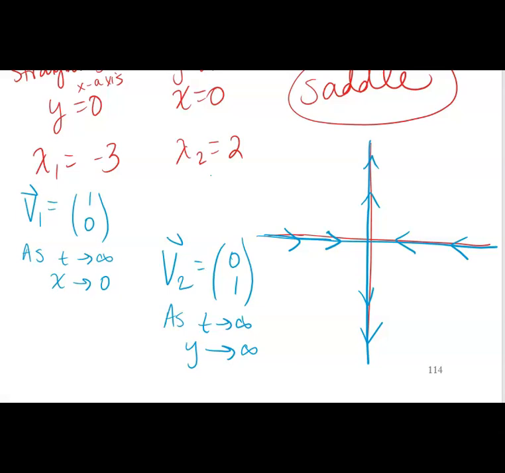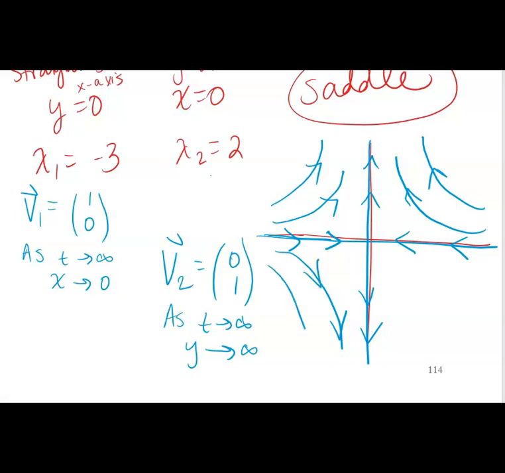So let's start with quadrant 1. You can see that the x's are approaching 0, but the y's are getting larger. So that means your solution curves are going to kind of follow in this direction. Same thing in the second quadrant. Just sort of follow what those arrows are doing. And then in the third quadrant, your y's are going to go down to negative infinity while your x's approach 0. And in the fourth quadrant, same thing. All right, and that's your saddle.